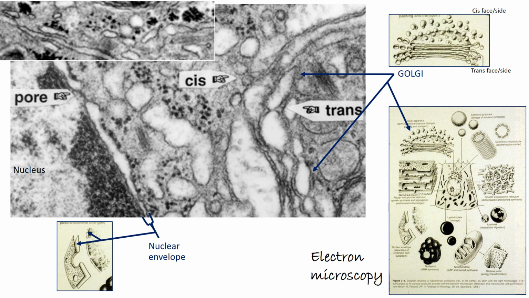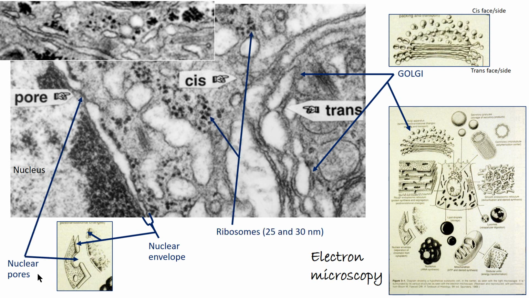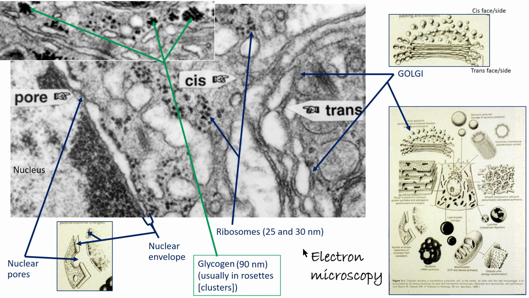There's also the nuclear envelope. So this is part of the nucleus. You can see the heterochromatin, euchromatin, and this is the nuclear envelope that we see there. And we can see nuclear pores. There's nuclear pores here. Also, we see ribosomes. These are ribosomes in through there, about 20 to 30 nanometers. And we can see glycogen. Glycogen, about 90 nanometers, and they usually form rosettes or clusters.